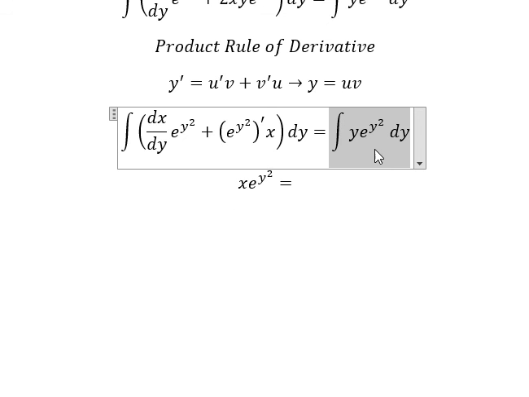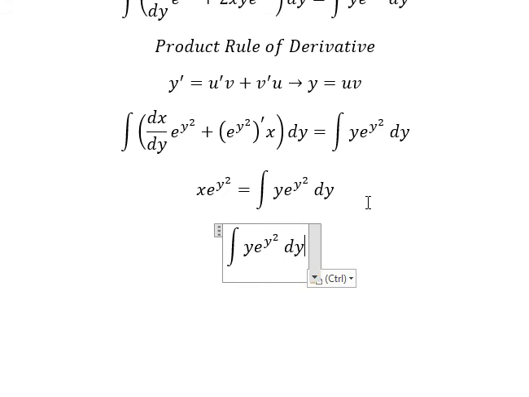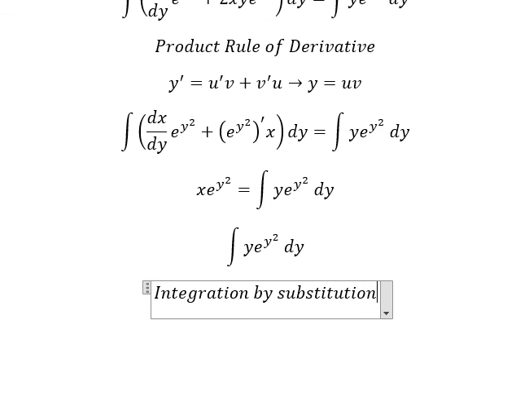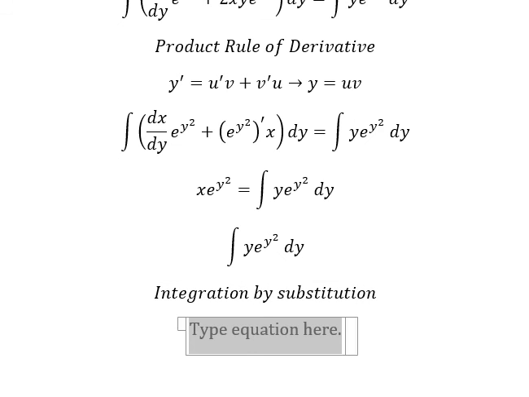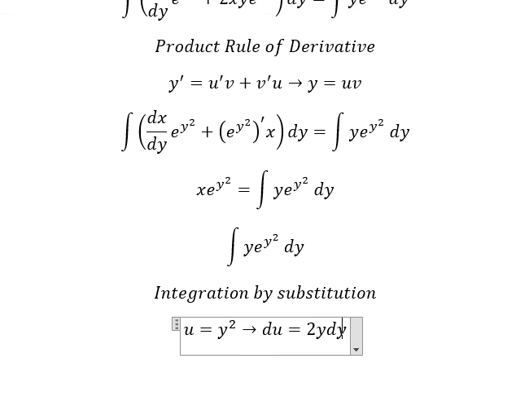Now I will concentrate about this integration. Now we can use about integration by substitution. So I will put about u equals to y squared in here. Later that we do first derivative for the both sides, and you got about 2y dy. Because we don't have number 2, so we need to divide both sides by number 2.